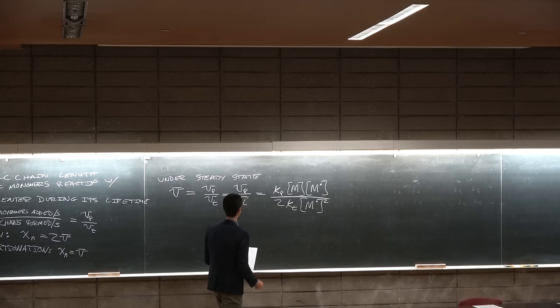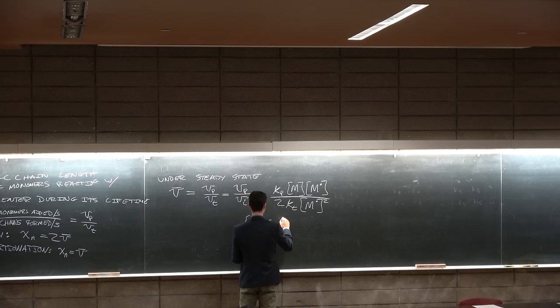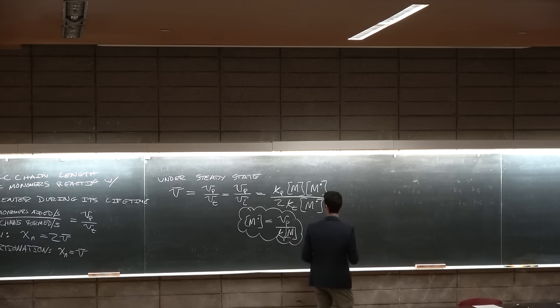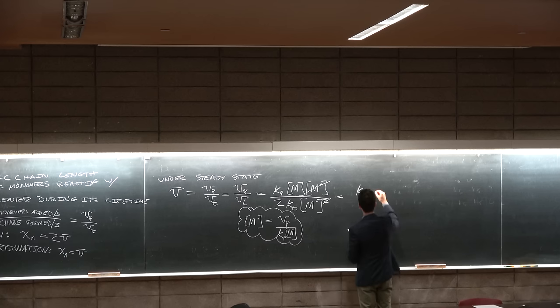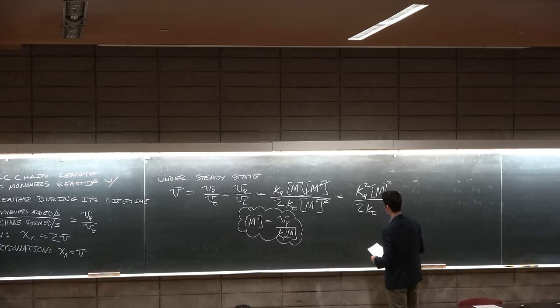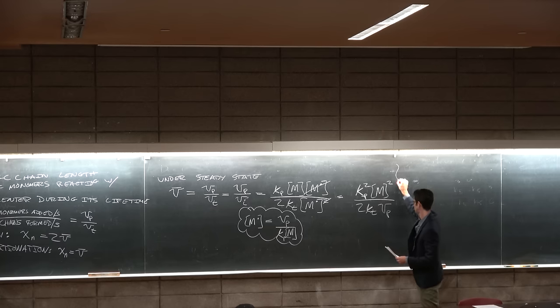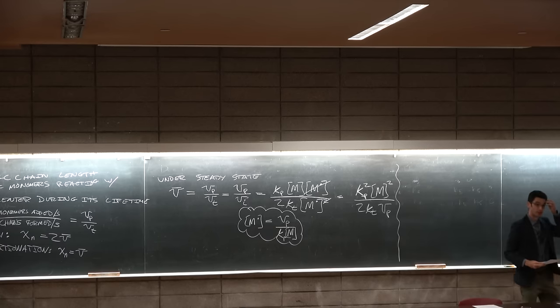But using the expression for V sub p, we can solve for the concentration M dot being V sub p over k sub p times the concentration of M. And we can simplify to get k sub p squared times the concentration of monomers over 2 times the kinetic rate constant of termination, times V sub p. Okay, we're done with kinetics.